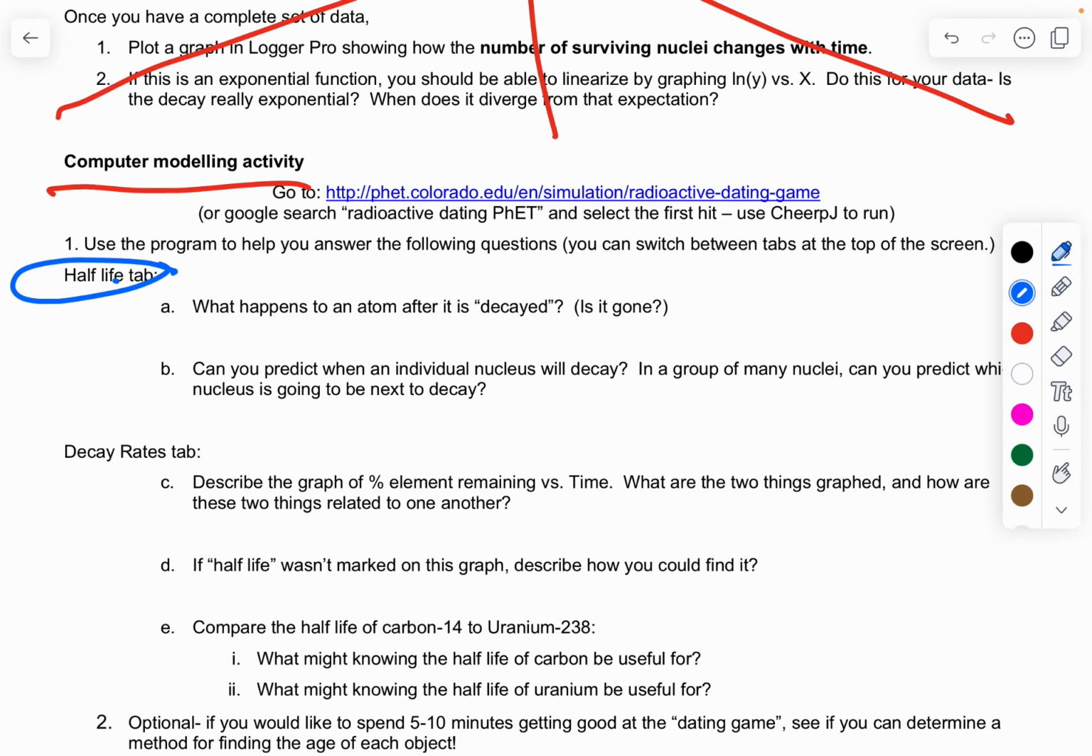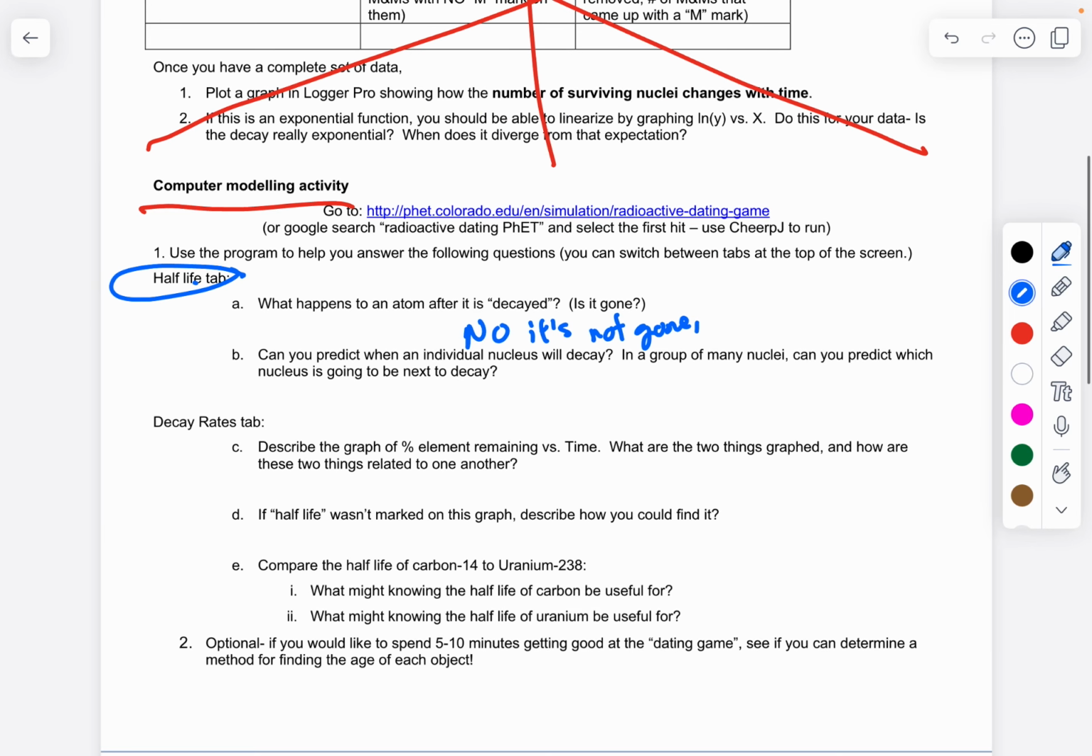Okay, what happens to an atom after it has decayed, right? Is it gone? No, it's not gone. It turns into a different isotope. You can call it isotope or atom, either one is fine. Right, so the number of nucleons definitely changes.